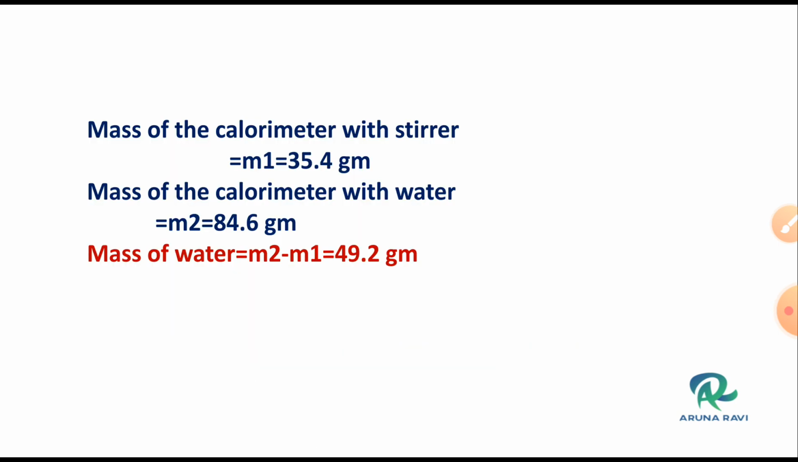Now I am measuring the mass of water. The mass of the empty calorimeter with the stirrer is 35.4 grams and the mass of the calorimeter with the water is 84.6 grams. If I want to know the mass of the water, M2 minus M1, that is 49.2 grams. That means I measured the mass of the calorimeter, and the mass of the calorimeter with water.